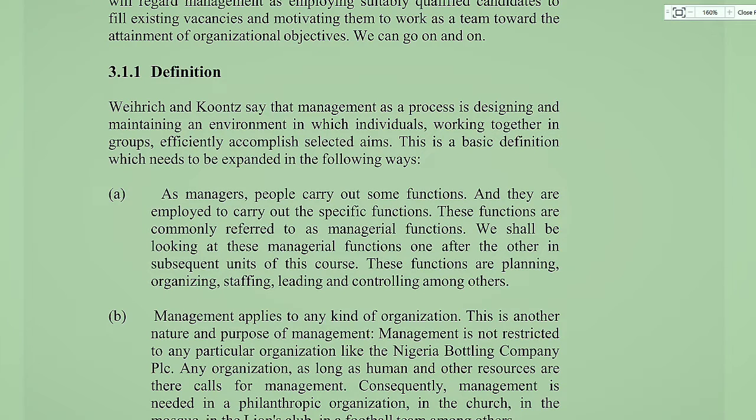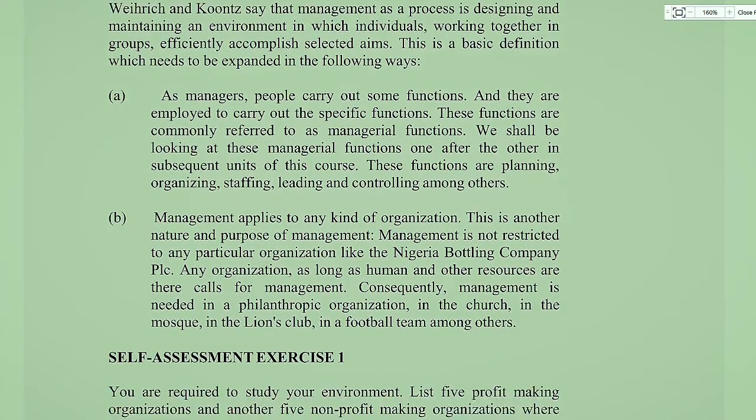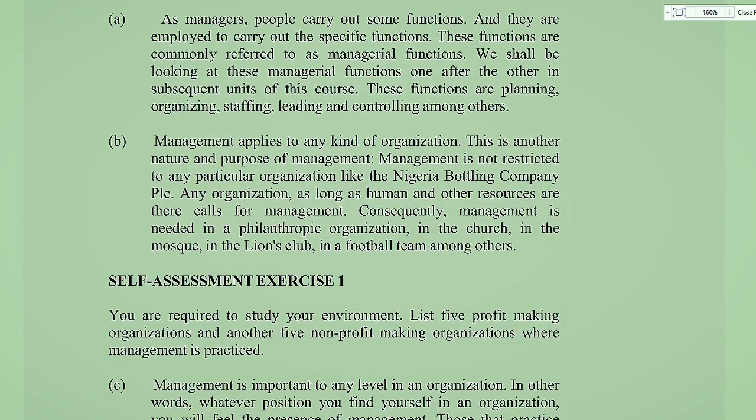B. Management applies to any kind of organization. An organization cannot do without management. This is another nature and purpose of management. Management is not restricted to any particular organization like the Nigerian Bottling Company PLC. Any organization, as long as human and other resources are there, calls for management. Consequently, management is needed in a philanthropic organization, in the church, in the mosque, in the Lions Club, in a football team, among many others.